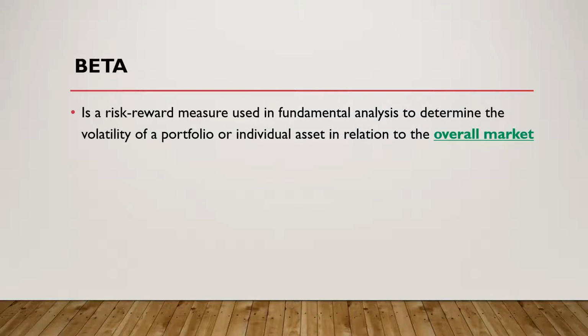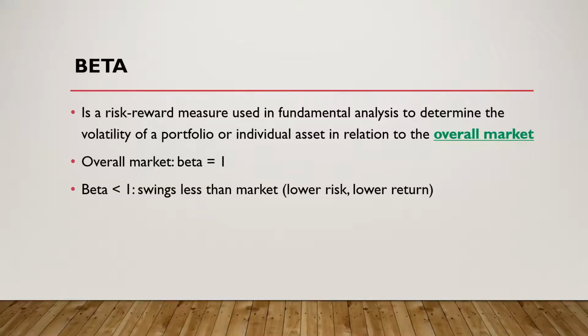Now, there are a few things that the students need to remember. The market has a beta equal to 1. If a financial asset has a beta of less than 1, generally it has less fluctuation compared to the market. But usually as well, it has less risk, and at the same time, it will have a relatively lower return on average.